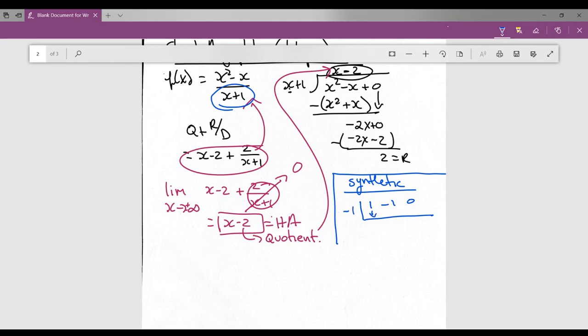And if you remember, bring down the 1, we multiply these two, which gives us -1, we put that there, add those together, -2, -1 times -2 is 2, -2. That is my remainder. This, because it was a degree 2, is now linear, so that is actually x minus 2 is my quotient. So we get the same answer. All right.